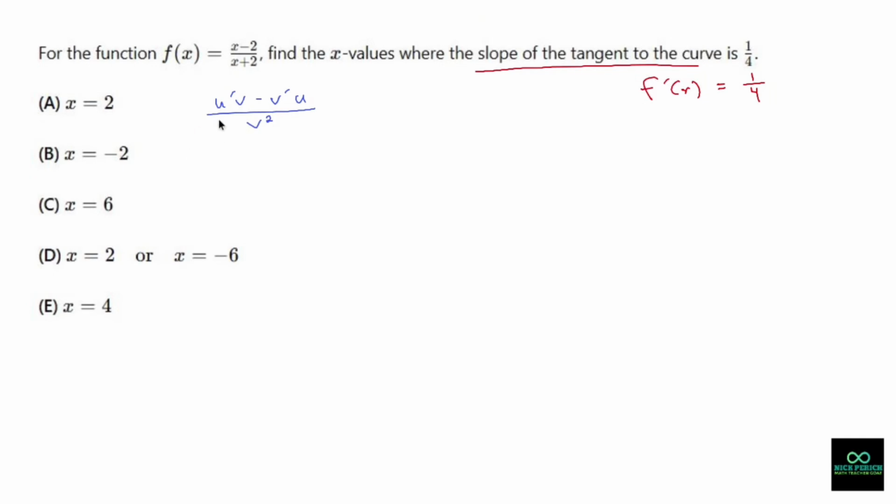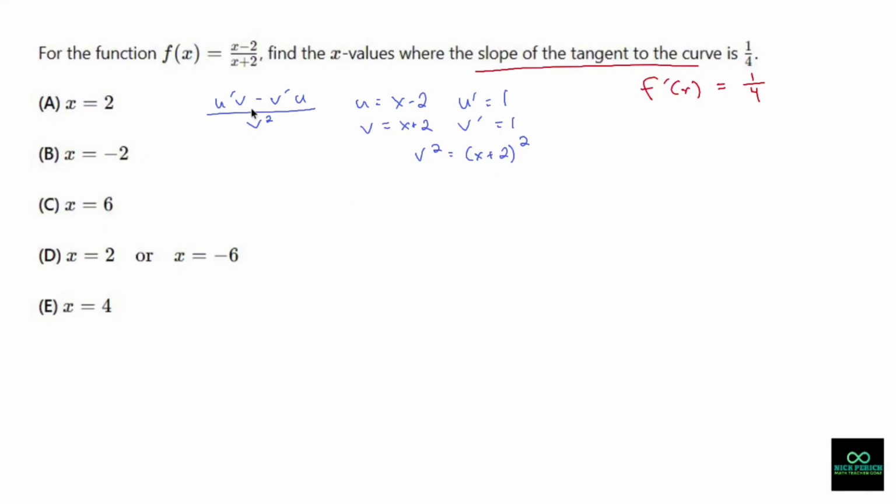I know a lot of teachers might do the "high d low" and the f's and g's, but I just do it this way. u is the numerator, so x minus 2. v is the denominator, so x plus 2. That means u prime is the derivative of u, which is 1, and v prime is the derivative of v, which is also 1. But v squared is (x plus 2) squared, which I'll probably have to multiply out at some point, but we'll worry about that when we have to.